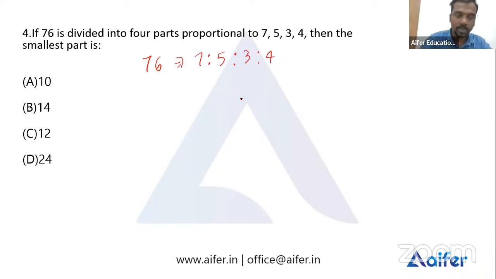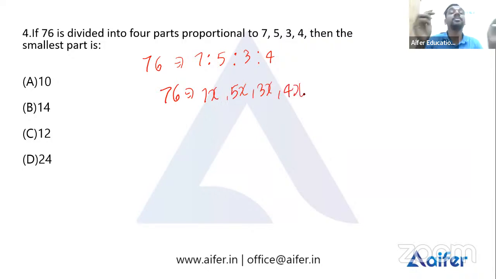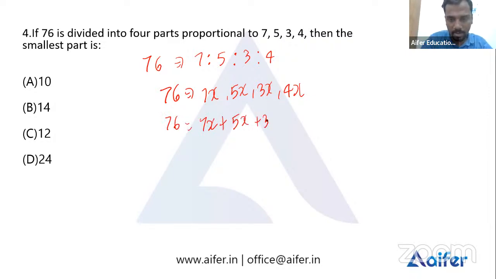So we have 76 is equal to 7x, 5x, 3x, 4x. So 76 is divided in such a way that the ratio is 7x, 5x, 3x, and 4x. Now we'll be adding them. So we have 76 is equal to 7x plus 5x plus 3x plus 4x, which means 7x plus 5x is 12x, plus 3x is 15x, plus 4x is 19x. So we'll be having 19x is equal to 76.